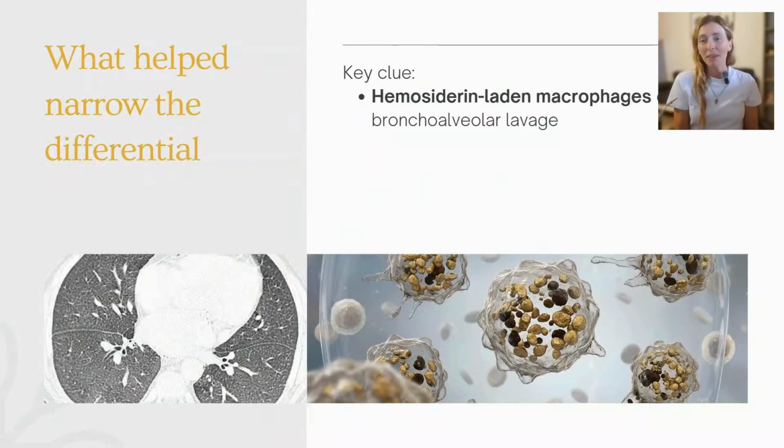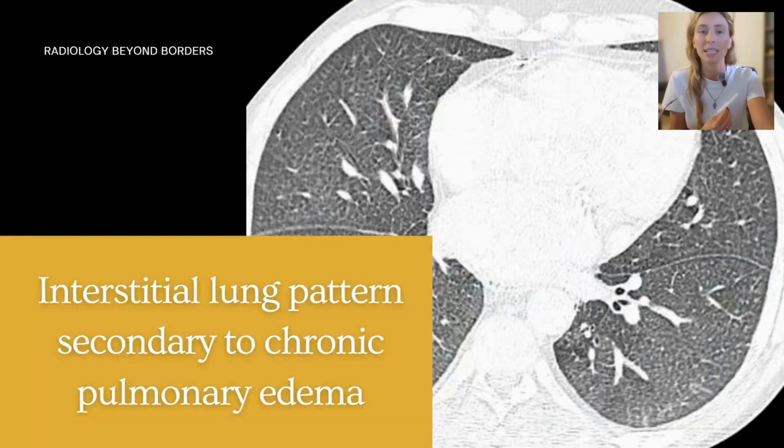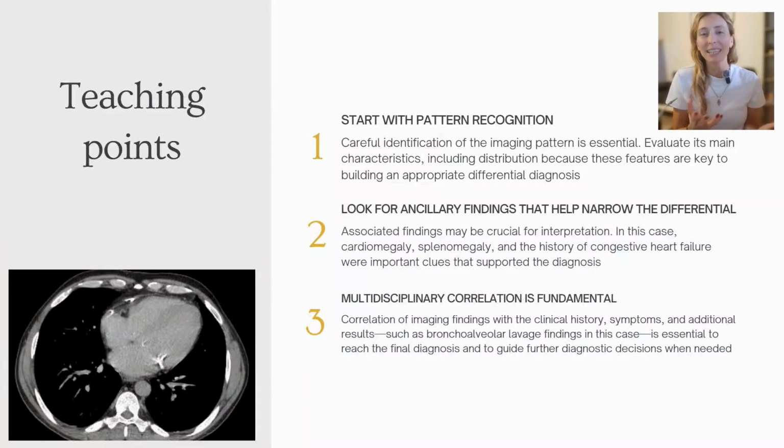So, what helped narrow the differential? The key clue was, this phrase is very hard for me, the key clue was hemosiderin-laden macrophages on bronchoalveolar lavage. This was confirmed by the pneumonologist, and this helped us understand the pathophysiology of the interstitial pattern that we were seeing on the CT of our patients. So the presumptive final diagnosis, we did not have a biopsy of his lung, is interstitial lung pattern secondary to chronic pulmonary edema.